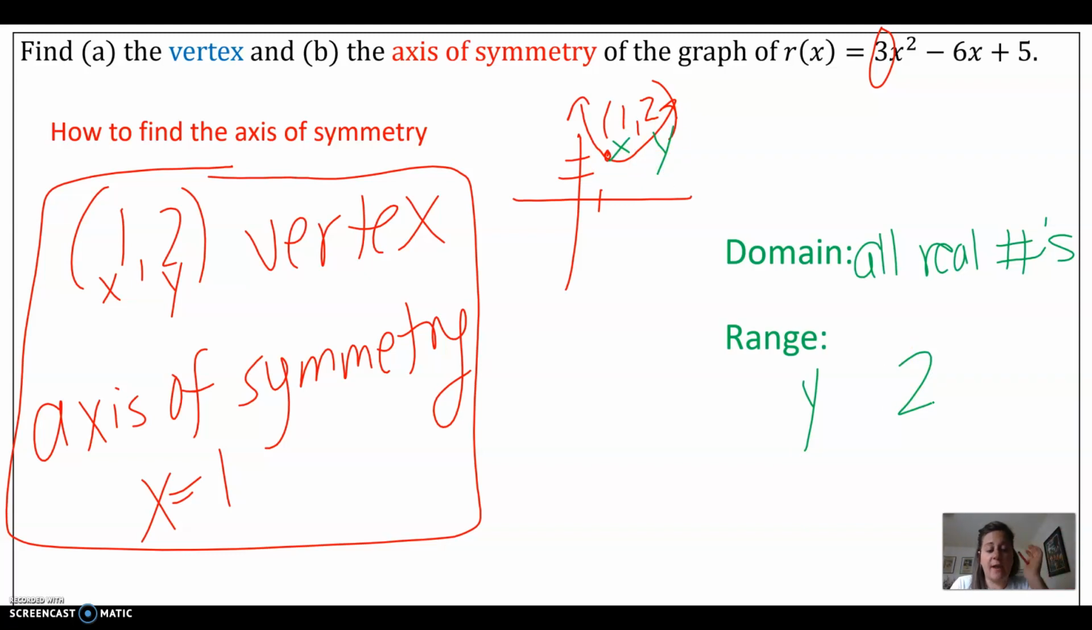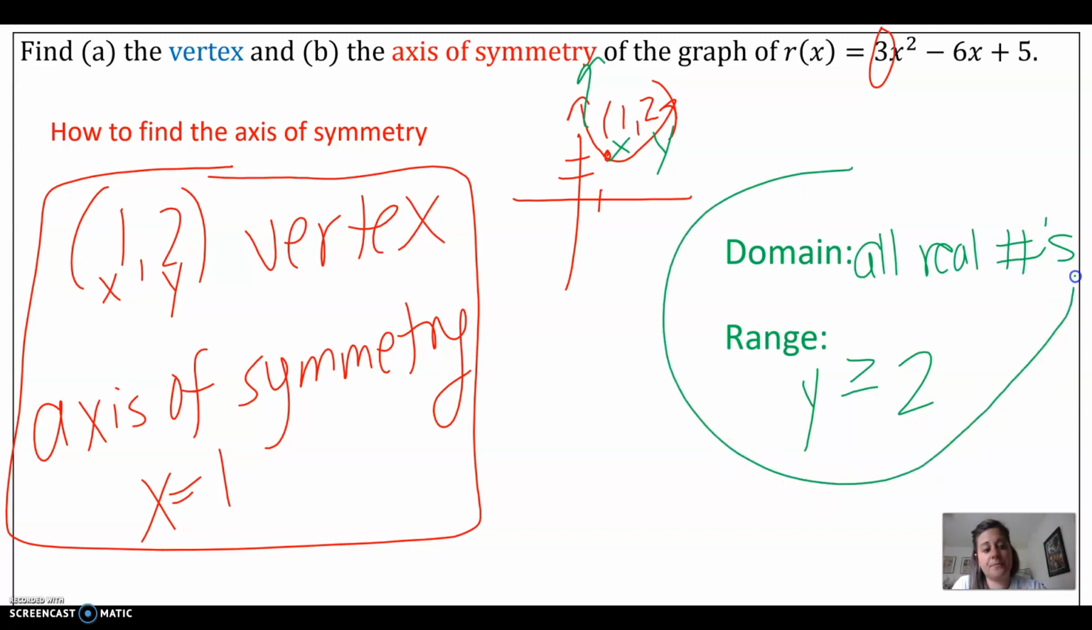So as you see, the graph is opening up. So your y values are getting positive and positive and positive. They're not going down because the graph is opening up. So y is greater than or equal to 2. Okay? Now our last example is obviously going to be a parabola that's opening down.